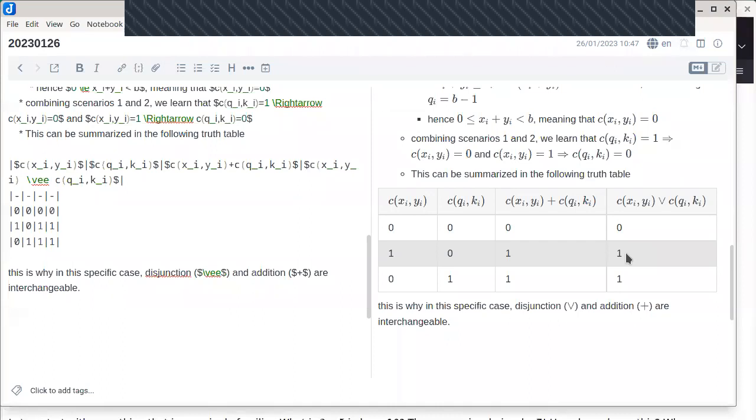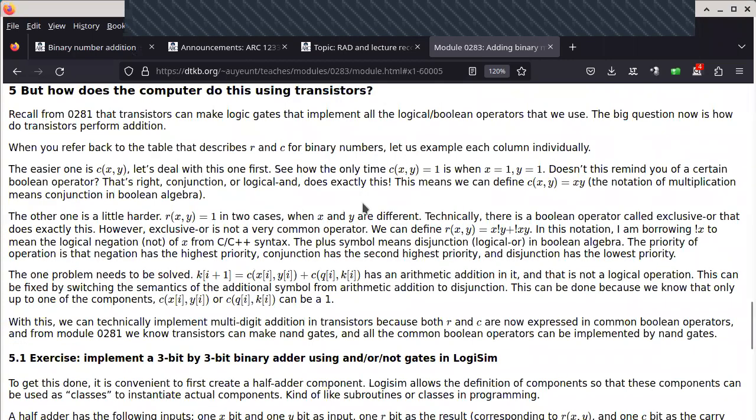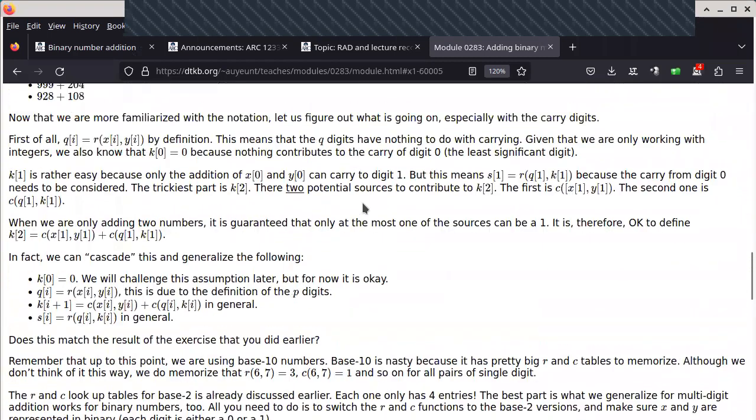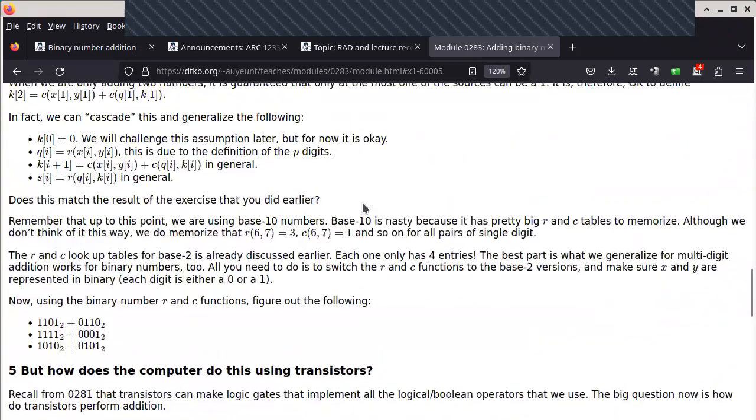All right, so this part is all done, and we can now get back to the notes. So where does that leave us? Where that's leaving us is section 5. Section 5 is about how we perform addition using base 2 numbers, using transistors. So before we get there, I suppose we need to talk about this part here.